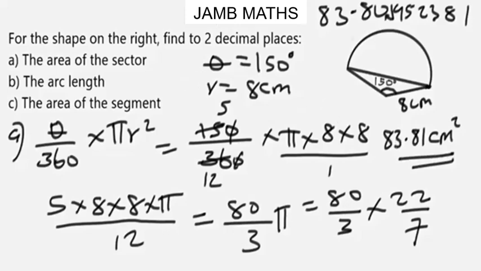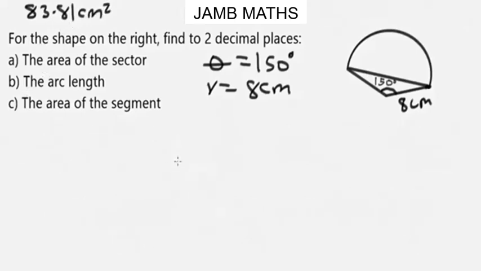Alright, now let's write this and solve for the arc length. But before then, let's write the value here. This value we got, 83.81 cm square here, we're going to use it when you get to area of the segment. Okay, so let's write below.